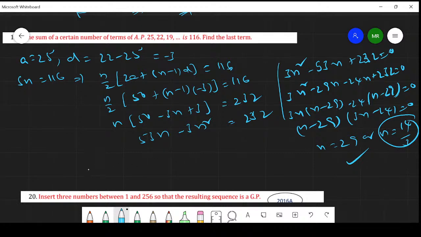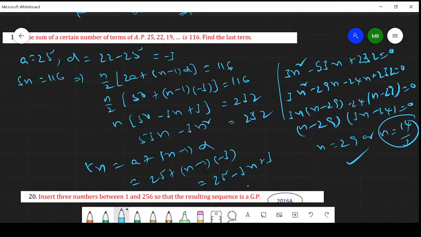We know that tn is equal to a plus n minus 1 into d. I can write a is 25, n minus 1 into the d value. What is the d value now? The d is minus 3. Correct. Now you can check the value here: 25 minus 3n plus 3. They are asking us to find the value of the last term, right? Just verifying. Be careful with simplification here.